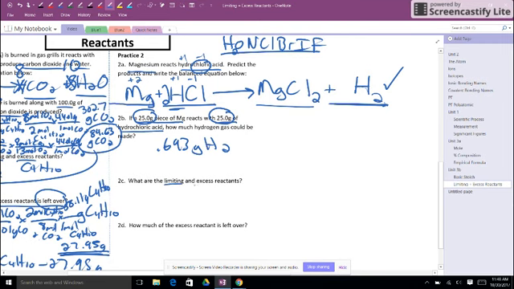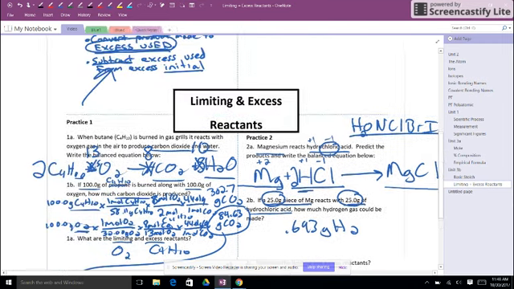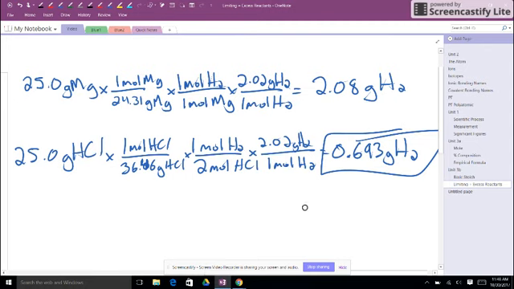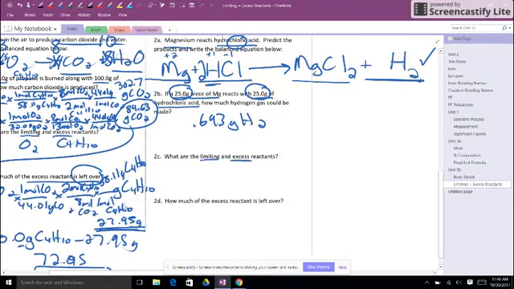What are the limiting and excess reactants? The reactant that led to the lesser value is the limiting. The reactant that led to the greater value is the excess. Now the HCl led to the lesser value, so I would say that's your limiting reactant. And the magnesium led to the greater value, so that is your excess reactant. So I guess my limiting is my HCl, and my excess is my Mg.